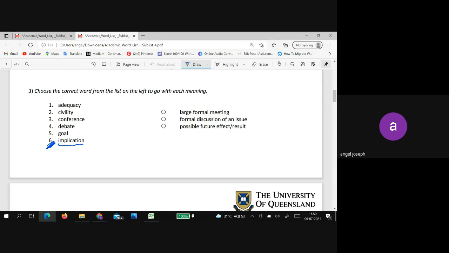Civility, civilian. What kind of people are these civilians? The army is taking care of the civilians. Have you guys heard of that? Civilians, civil, civics, history and civics. What do we study there?